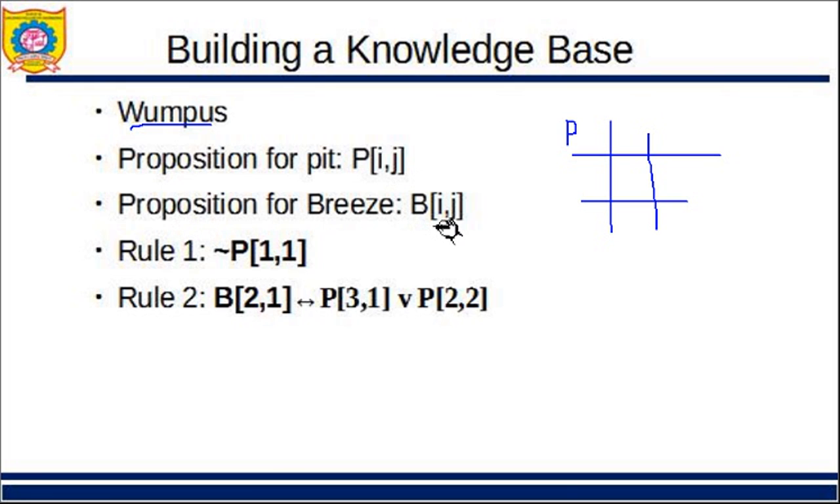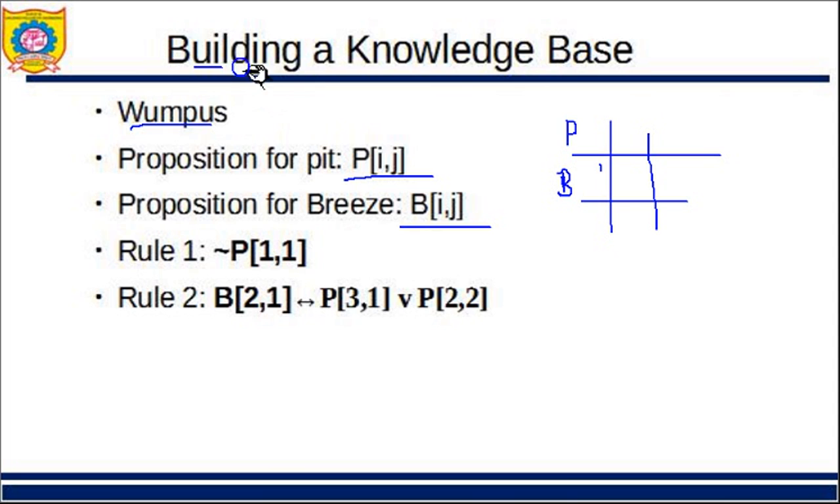Then proposition for breeze. Suppose, not with the exact example, I have a breeze over here. So I say proposition for breeze: at this particular location I have a breeze. So I say second row and first column I have a breeze, 2 comma 1. And first row and first column I have a pit, for example. Now what is this rule? We can write the rule. These are the propositions we have written, this is one proposition, this is the other proposition, using propositional logic.